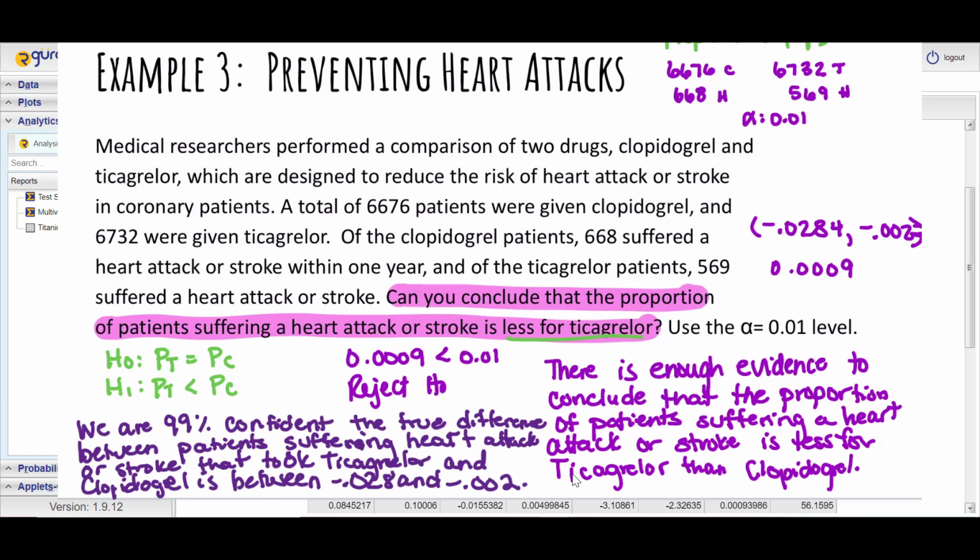Now, what does this mean? They're both negative, so this implies that the proportion of those that took the T drug is less than the proportion of those that took the C drug. And that is what we said here. We said there was enough to show that it was less.